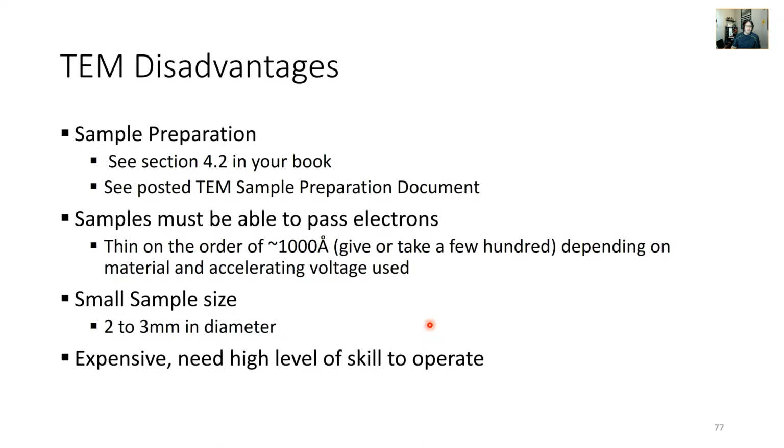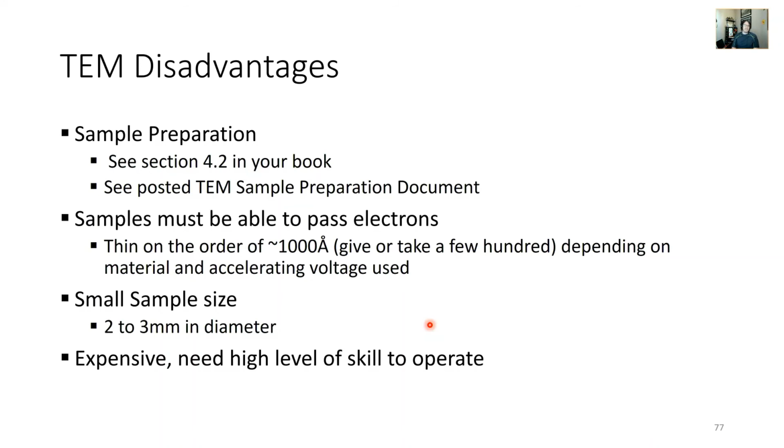It's really cool. Disadvantages. Sample preparation is probably one of the biggest disadvantages of TEM. It's really, really hard to make a specimen for TEM, and you can read section 4.2 in your book. I've also posted a supplementary TEM sample preparation document, and so you have to make your specimens electron transparent. So thin, they have to be really thin, on the order of 1,000 angstroms, and I say give or take a few hundred, because in some instances you need them to be more like 600, 700 angstroms, or 60, 70 nanometers. And so give or take a few hundred.